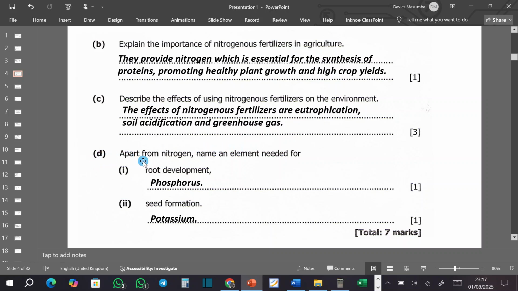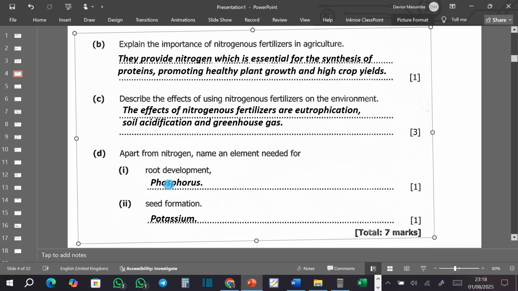So, apart from nitrogen, name an element needed for root development. Plants have roots, and roots need to develop or grow. So, apart from nitrogen, we also need phosphorus for root development. Also, for seed formation, we need potassium. So if you are a farmer, you need to ensure that you buy the fertilizer that is usually called NPK.